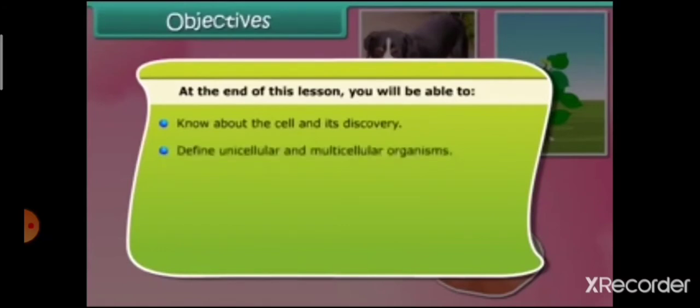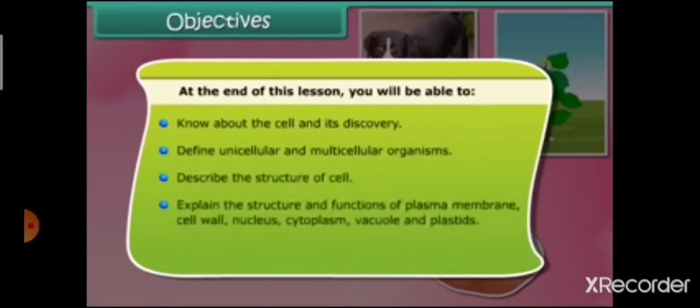Objectives. At the end of this lesson you will be able to know about the cell and its discovery, define unicellular and multicellular organisms, describe the structure of a cell, explain the structure and functions of plasma membrane, cell wall, nucleus, cytoplasm, vacuole and plastids. And you will be able to differentiate between the plant and animal cell.